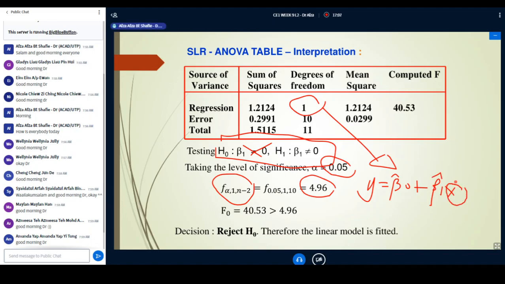All right. So there's only one X, one independent variable. So that's why the value here is 1.